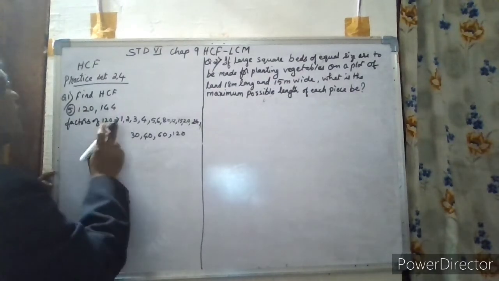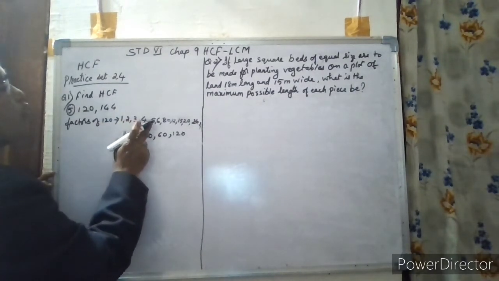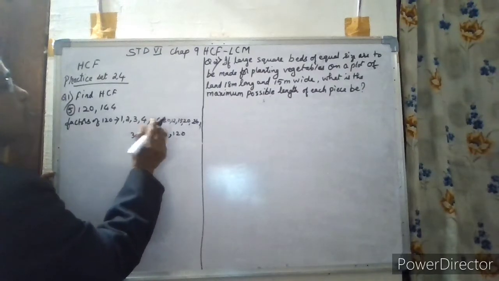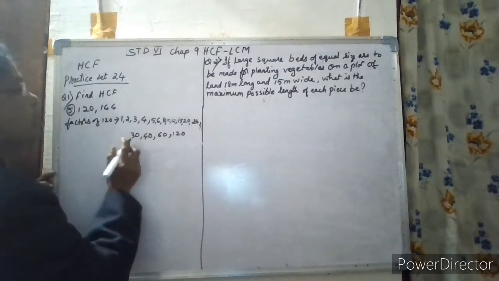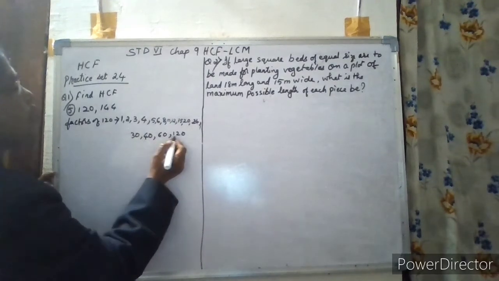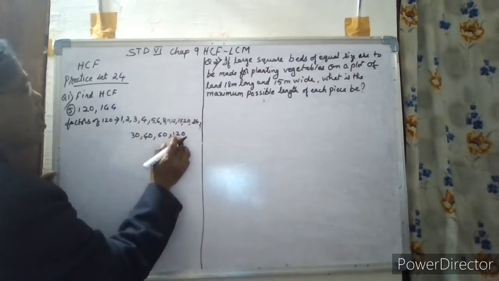That is, the factors of 120 are 1, 2, 3, 4, 5, 6, 8, 10, 12, 15, 20, 24, 30, 40, 60 and 120.